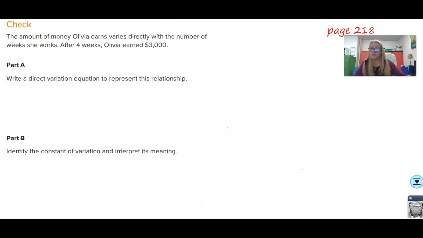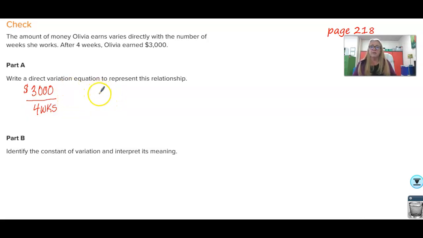So now we have our own word problem. I can rip out my handy dandy electronic writing utensil of math. The amount of money Olivia earns varies directly with the number of weeks she works. After 4 weeks, Olivia earned $3,000. Okay, we know she made $3,000 in 4 weeks. But what we want to know is how much does she earn in 1 week?